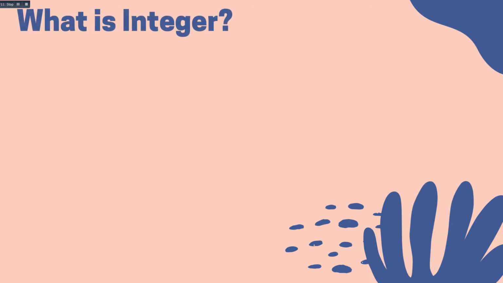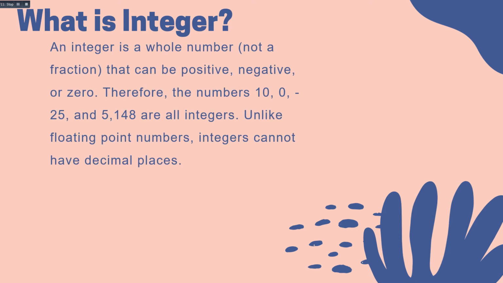To identify and define an integer, it is a whole number, not a fraction, that can be positive or negative or 0. Therefore, the numbers 10, 0, negative 25, and 5148 are all integers. Unlike floating point numbers, integers cannot have any decimal places.